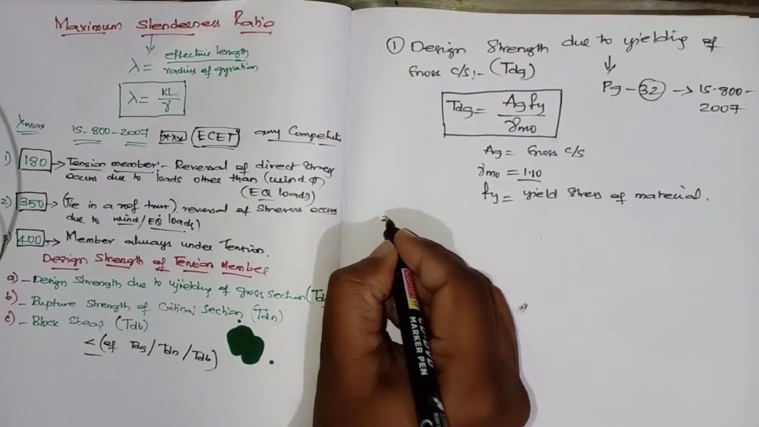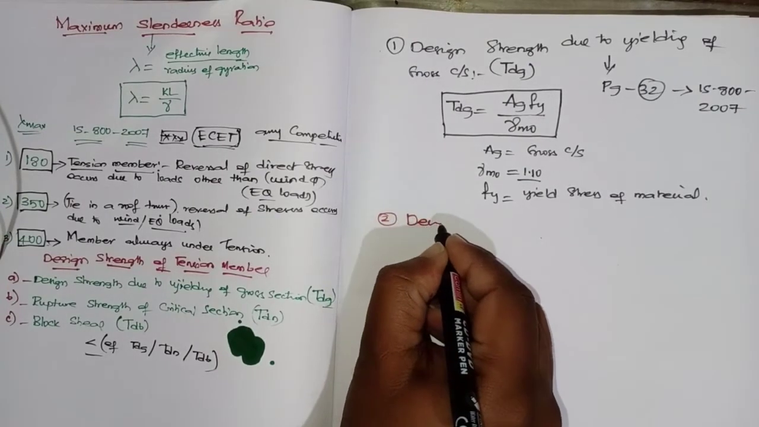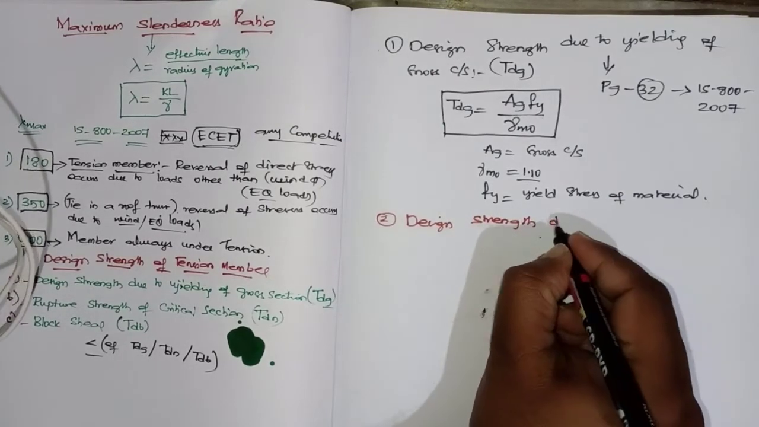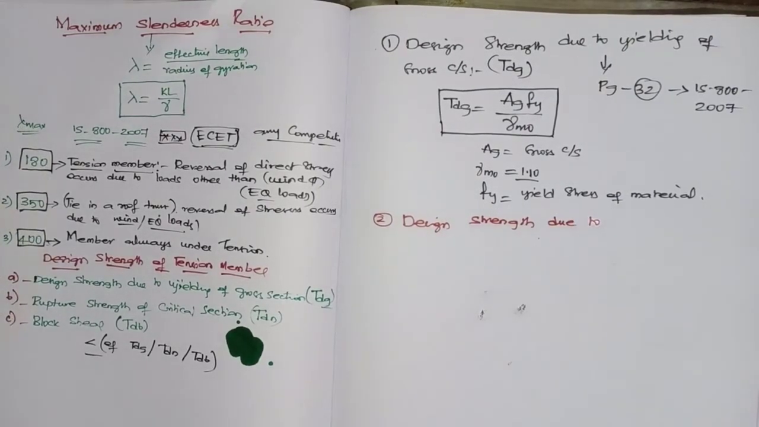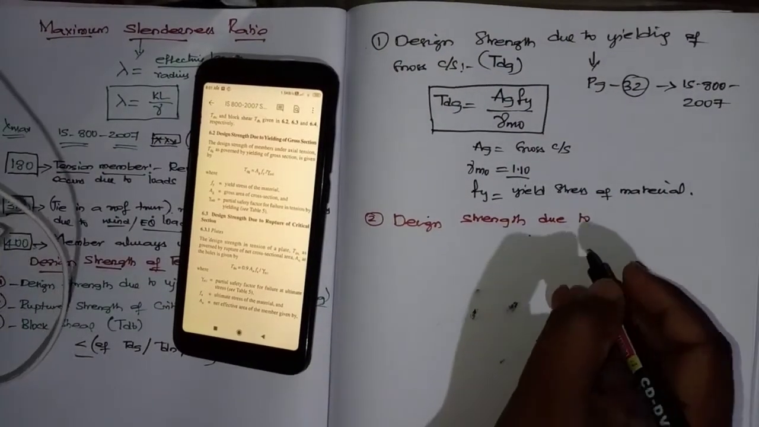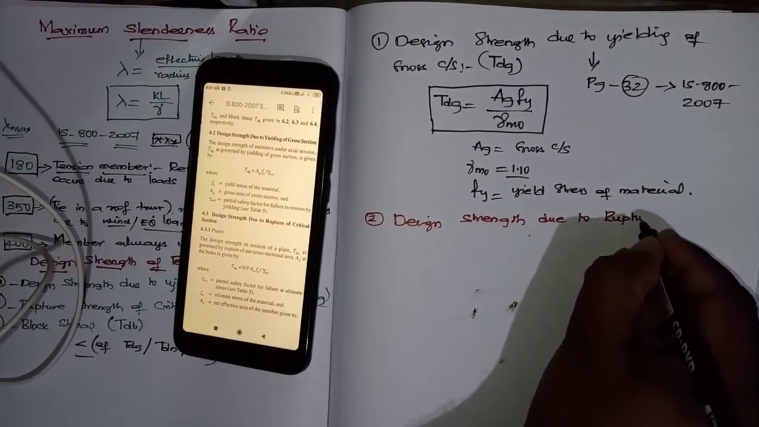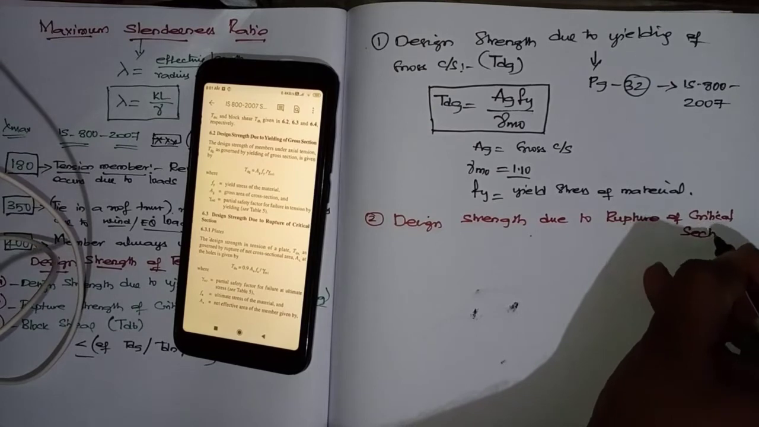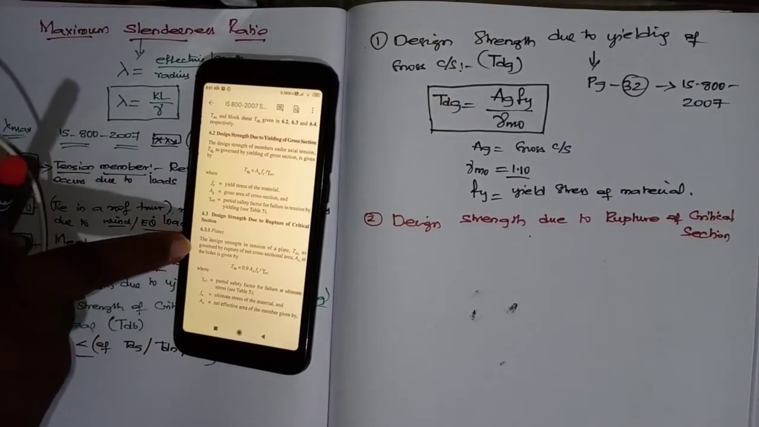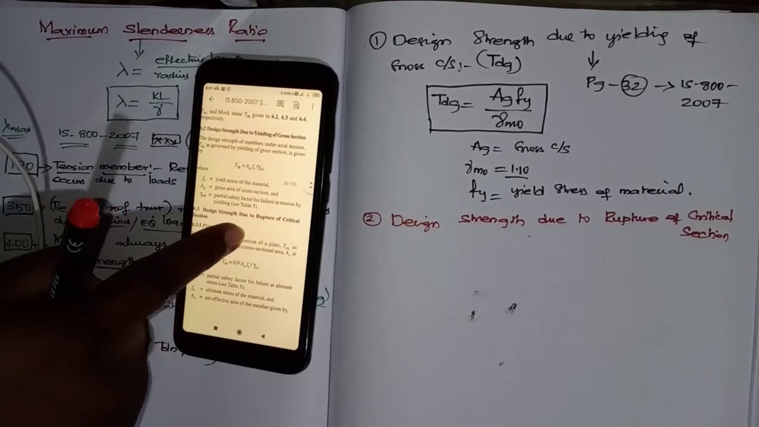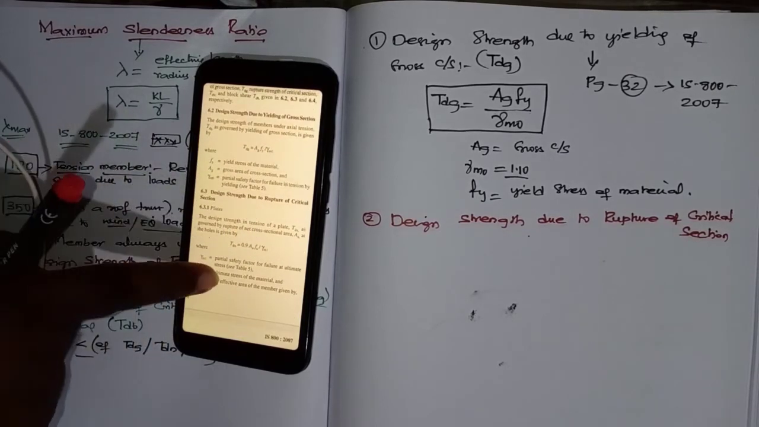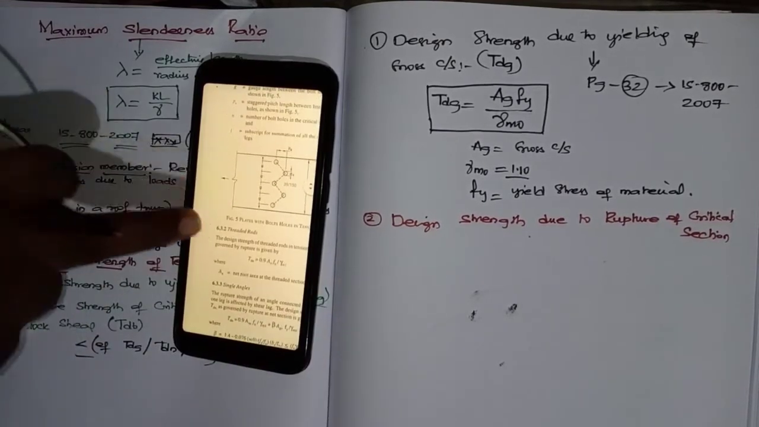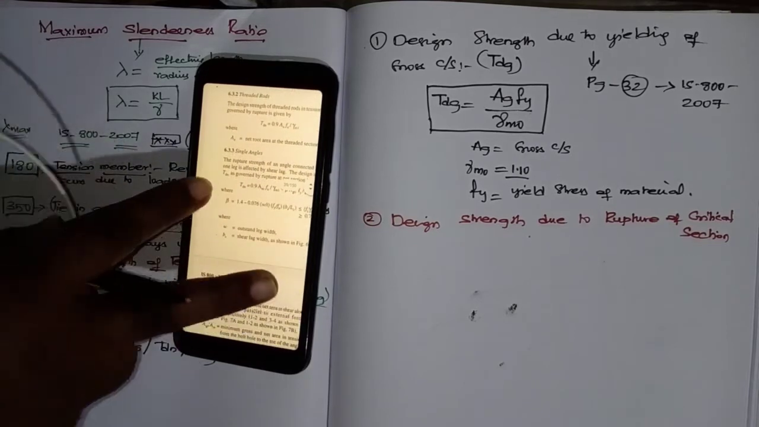Second one is what? Design strength, what strength is this? Due to rupture of critical section. Okay, see, next one is what? Design strength due to rupture of critical section. For plates it is there. Okay, next, for threaded, for single angles it is there.